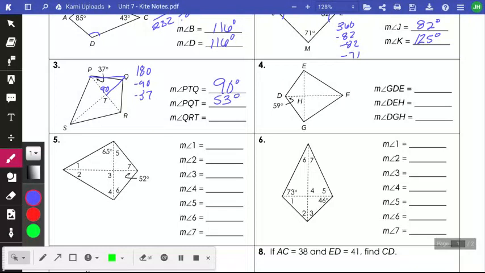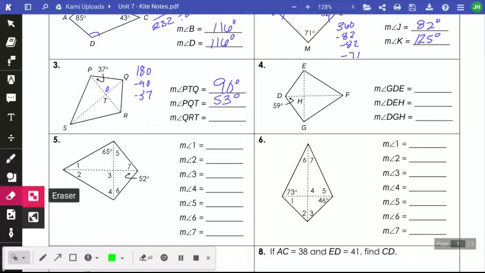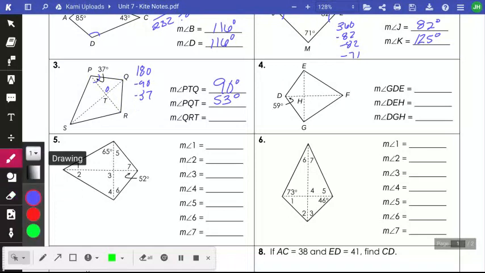Okay, the next one I asked for is QRT, which is this angle. So if this whole angle is equal to this whole angle, this little part here is also going to be equal to that little part here. Those angles aren't bisected, but the angle across from it that's cut in two by that diagonal is also going to create congruent parts. So if this is 37, let me clear this up a little bit so we can see, then this part is also 37 degrees.